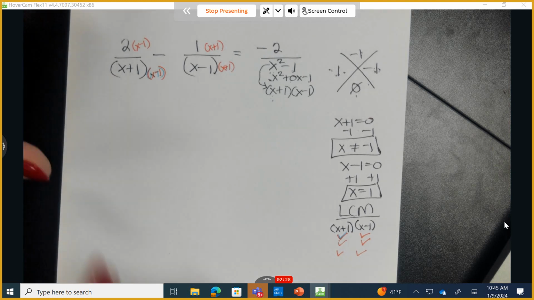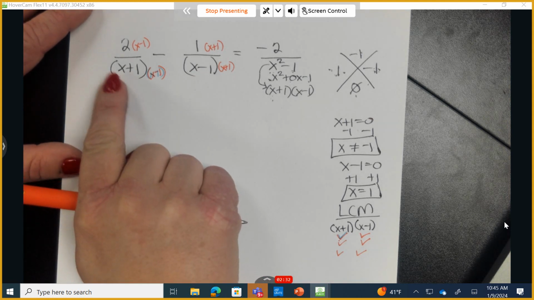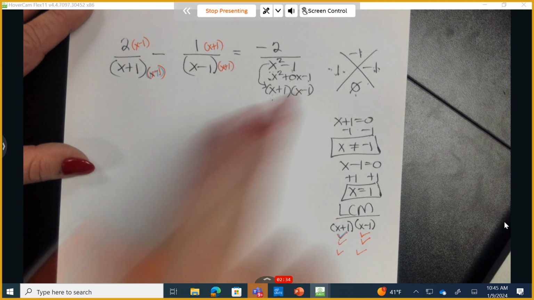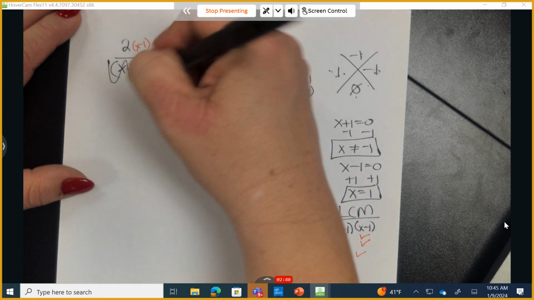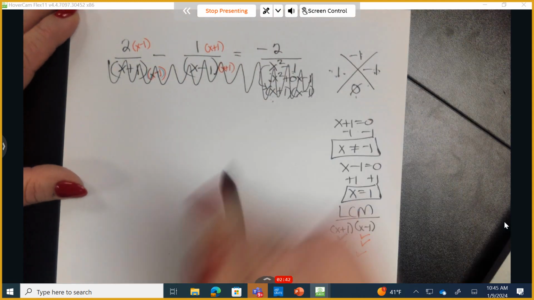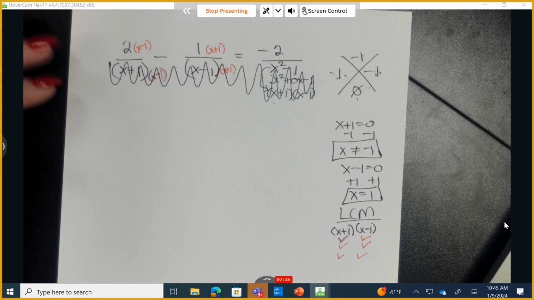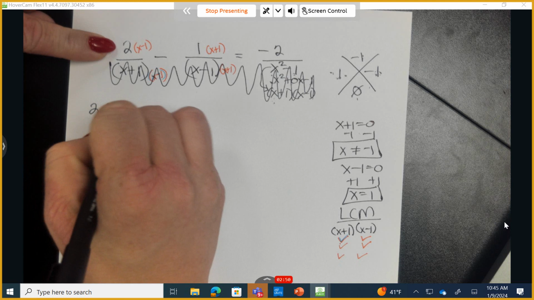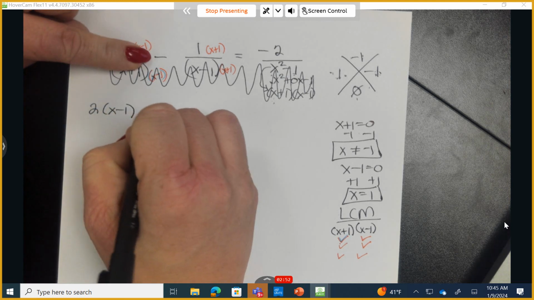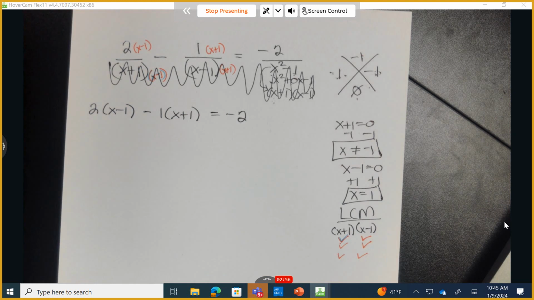A common question I get is, does it matter if x minus 1 goes first or x plus 1 goes first? It doesn't matter. As long as it has these exact same groups, we're in good shape. Now the next thing we're going to do is, once the denominators are all the same, eliminate the denominators of this rational equation. And I'm going to slowly write down what's in the numerator. So 2 times x minus 1 subtract 1 times x plus 1 equals -2.